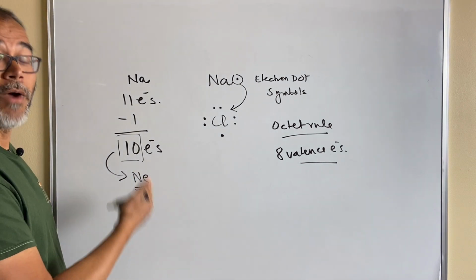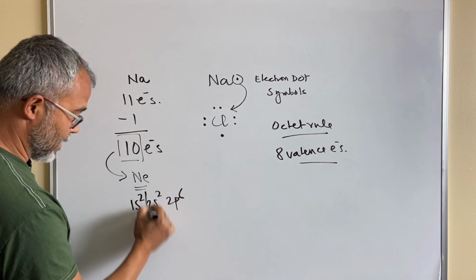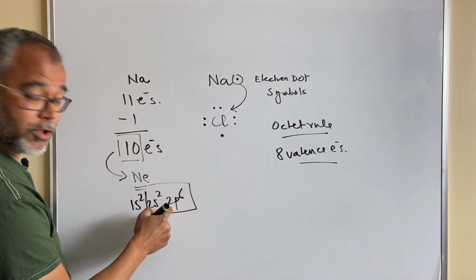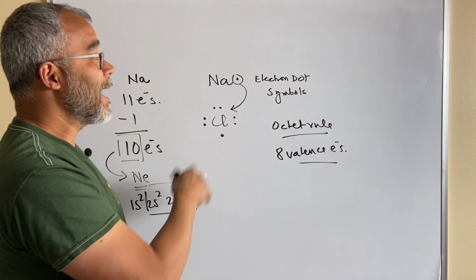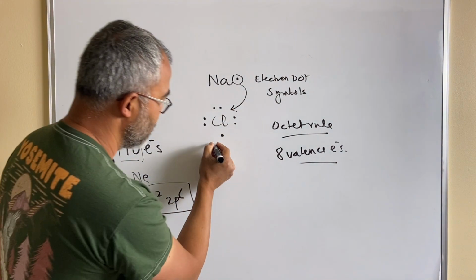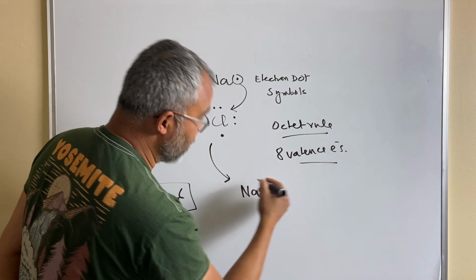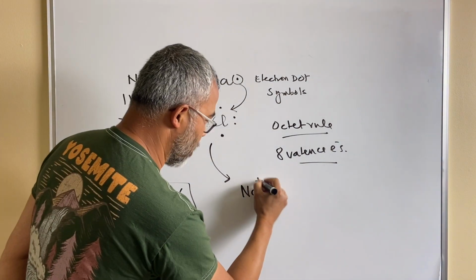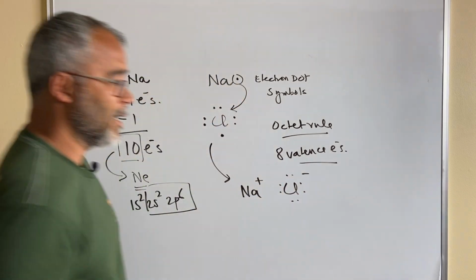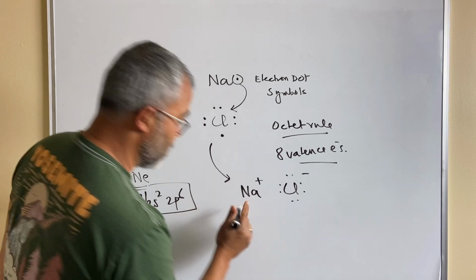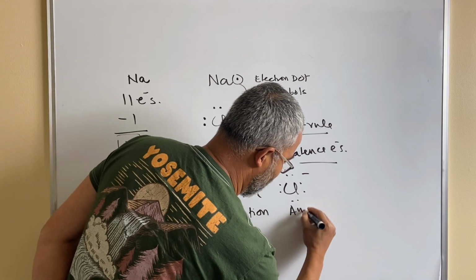If you write out the electronic configuration, you will see this would be 1s2, 2s2, 2p6, and that is the outermost shell because 2 plus 6 is 8. So sodium, by giving away its 1 excess electron, also ends up with 8 valence electrons. The result is Na, and since sodium lost an electron, it has 1 net positive charge, and chlorine gained an electron, so now chlorine has a complete 8 and a net negative charge. Sodium, by losing an electron, formed a cation. Chlorine, by gaining an electron, formed an anion.